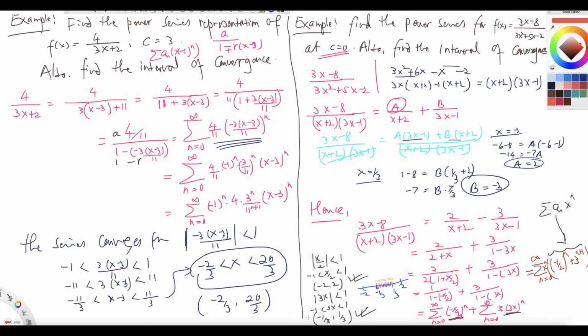Okay, so the overall interval of convergence for the whole series is negative 1/3 to positive 1/3, because that is common to both of the intervals for both of the series. So the common part of the two series will be the interval of convergence of the overall series. That's how we find out the interval of convergence, and then the power series representation of this kind of function.